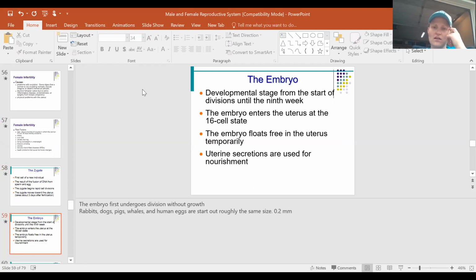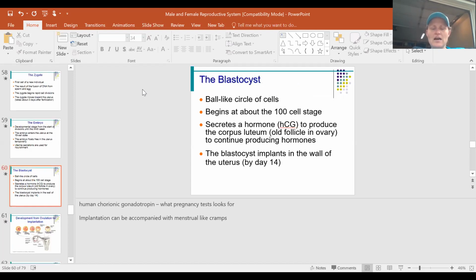So the embryo is going to float freely in the uterus, and hopefully it will reach the uterus and be able to implant in the uterine wall. At this point, we went from a zygote to an embryo. Then an interesting stage is called a blastocyst. It's like a big clump of cells.